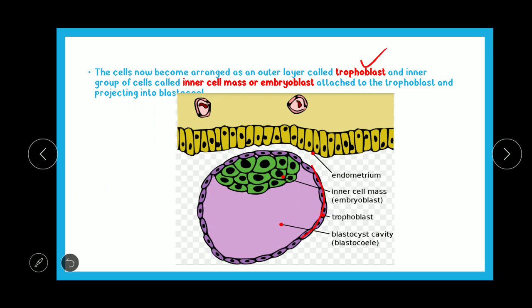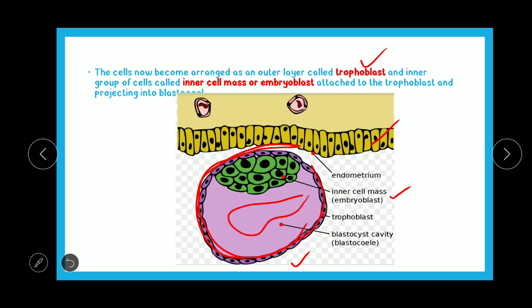Here you can see this is the outer layer, that is the trophoblast, and the inner cell mass is called the embryoblast. Why is it called embryoblast? Because this will form the embryo proper. Here you can see the endometrial lining, and this stage is called the blastocyst stage, and the blastocoel is the hollow cavity.